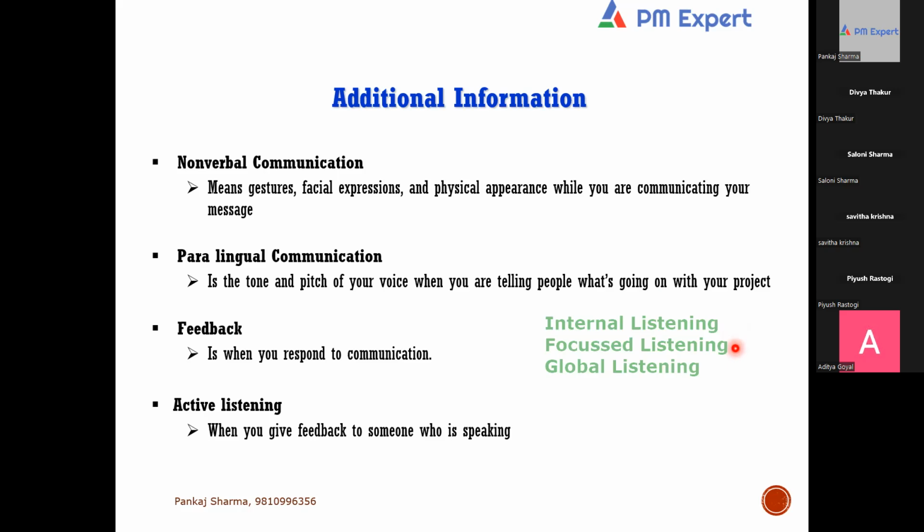You also observe the facial expressions and the body language, whether he is nervous, and you try to understand. You try to connect with the person. That is focused listening. You may be asking a lot of probing questions, some questions also, to make sure that your understanding is correct or not.